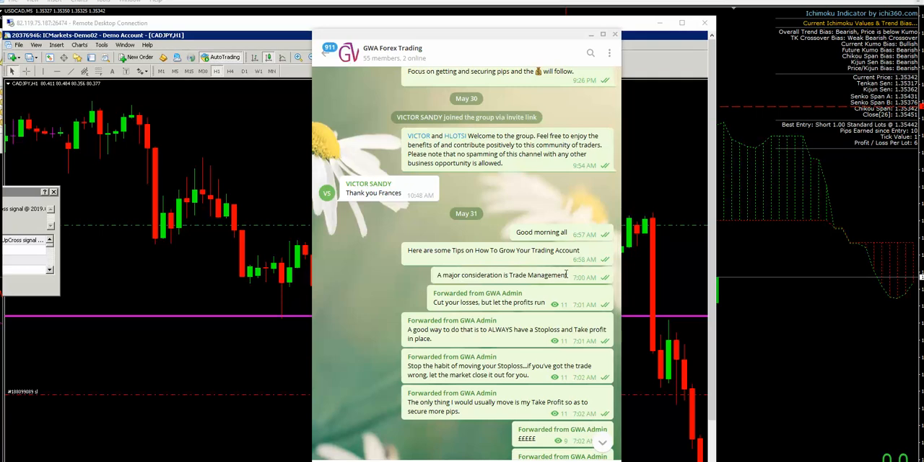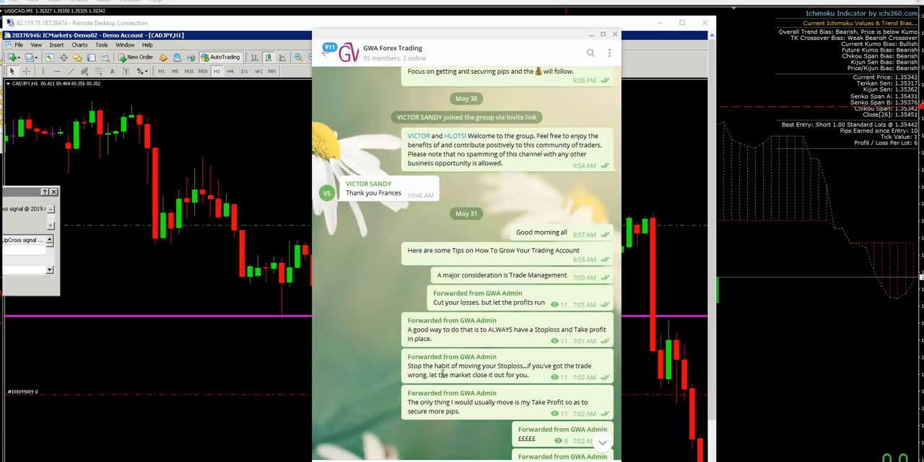This is basically where I provide tips. Even today, being the 31st of May 2019, I put out some tips there today, obviously to secure your pips. Let me just quickly go through them. I said a major consideration is trade management. I said cut your losses, but let the profits run. That is basically what I've just been demonstrating. A good way to do that is to always have a stop loss and take profit feature in place.